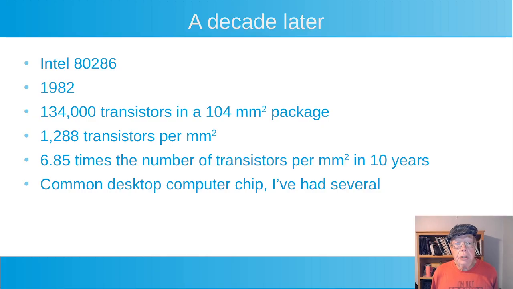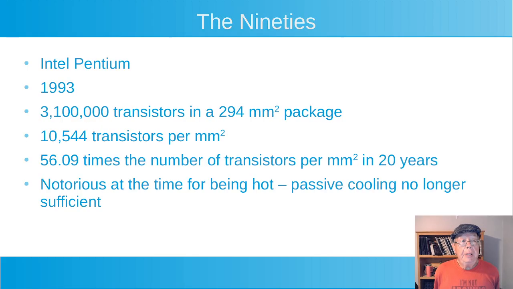Again, common desktop computer chip. All the chips I'm picking here are chips that are commonly available to the consumer. Remember that. I've actually had several of these. They were a great chip in their day. By today's standards, they're horribly slow and inefficient, but back then, they were amazing. Totally amazing. Then we get to the Pentium in 1993.